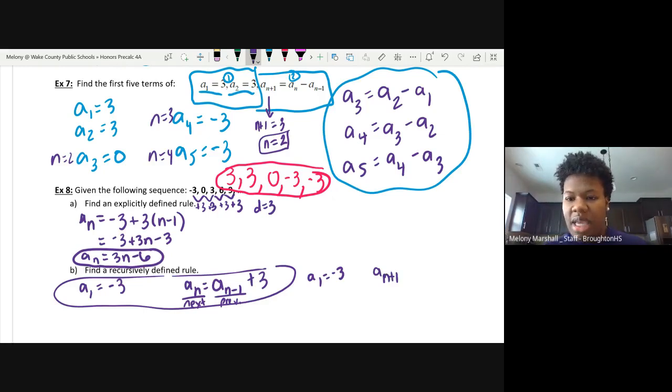Well, it's the same thing. To get the next one, you're just going to add 3. So it's 3 plus a sub n, or a sub n plus 3. You could totally put it in the same order.